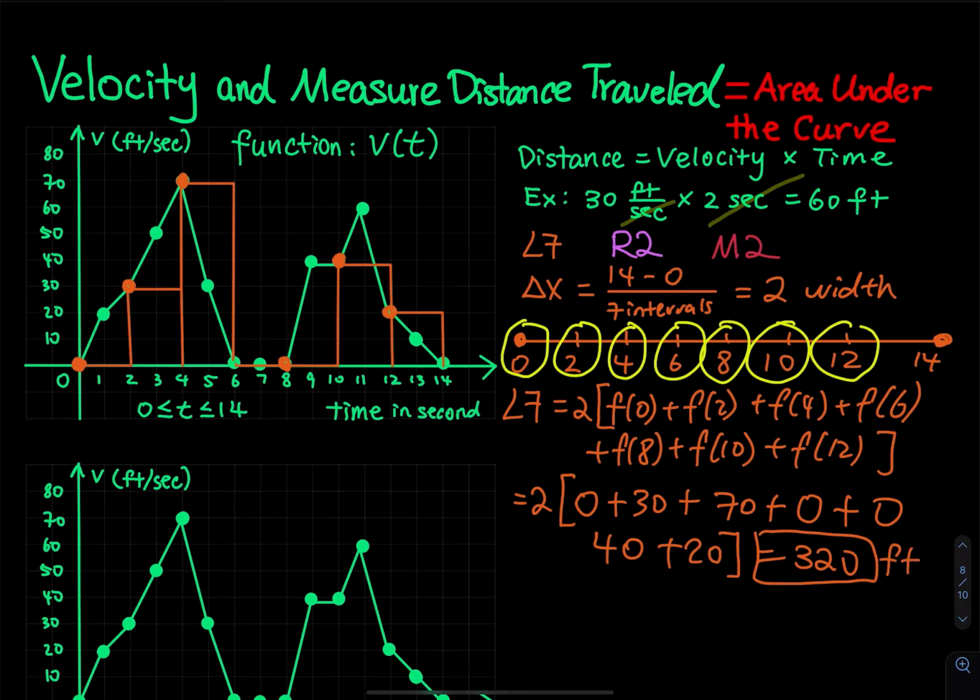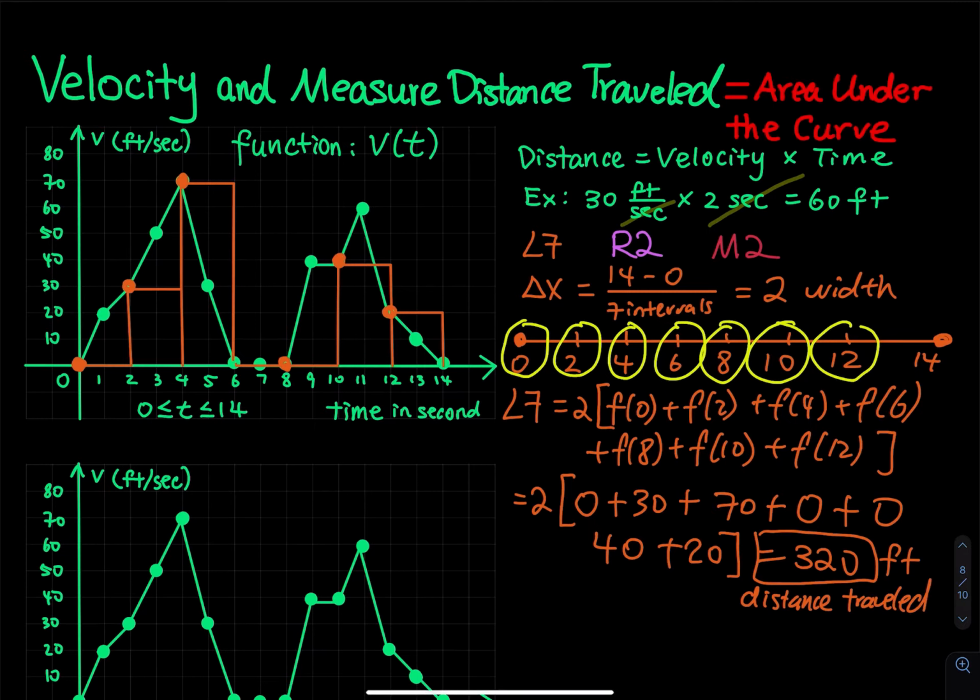So that is in feet, because each of these numbers is in feet per second, right? Take a look. Each of these numbers is in feet per second, and then 2 is in seconds. So seconds times feet over second, and the final unit is in feet, 320 feet. That is the distance traveled.